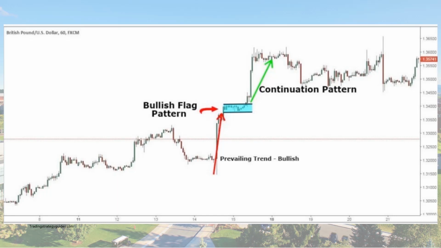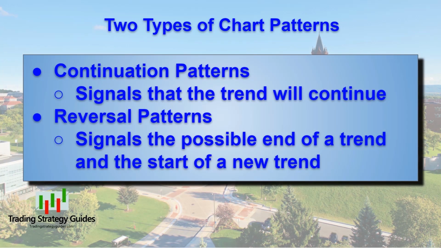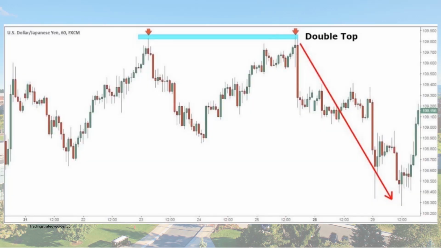We can primarily distinguish 2 types of chart patterns. Continuation patterns, or those that signal the trend will continue, and reversal patterns, and those are the ones that signal the possible end of a trend and the start of a new trend. Here's an example of a reversal pattern called the double top pattern.